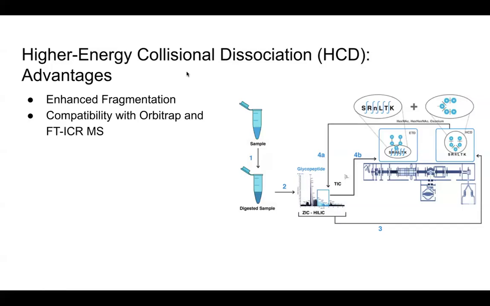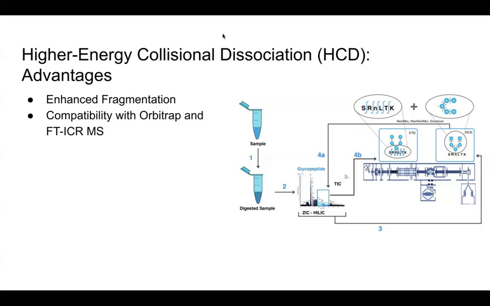Now, the advantages of HCD is that the higher energy levels lead to more enhanced fragmentation, which can provide more detailed sequence information, especially when you're dealing with larger and more complex peptides. Then HCD is particularly well suited for high-resolution mass spectrometers, such as Orbitrap or your Fourier transform ion cyclotron resonance, or FTICR-MS, which allows for high-resolution analysis of fragment ions.